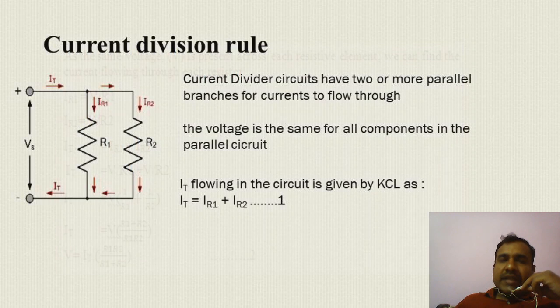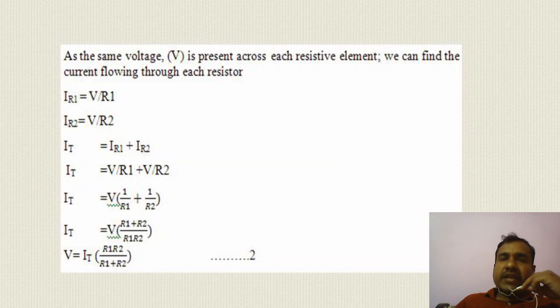So by KCL we have written IT is equal to IR1 plus IR2. I'll just replace IR1 and IR2 in this equation. That is IT is equal to V divided by R1 plus V divided by R2. I'll take V as common, so I remain with 1 divided by R1 plus 1 divided by R2. So IT is equal to V into R1 plus R2 divided by R1 into R2. There I have just taken an LCM.